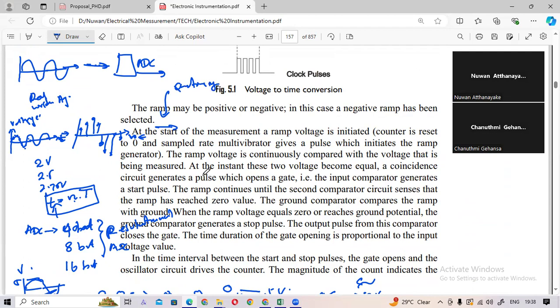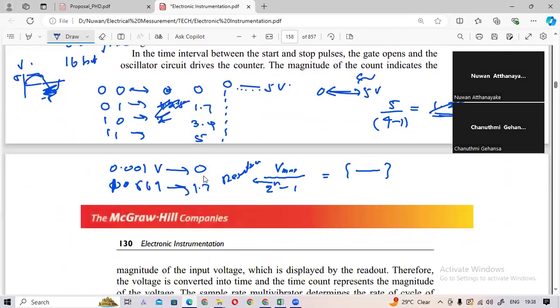After quantizing, you will have only the finite voltage levels. That finite set of voltage values can be represented using a number of bits, 1 and 0. That is what we call encoding. So that is the process of analog to digital conversion.